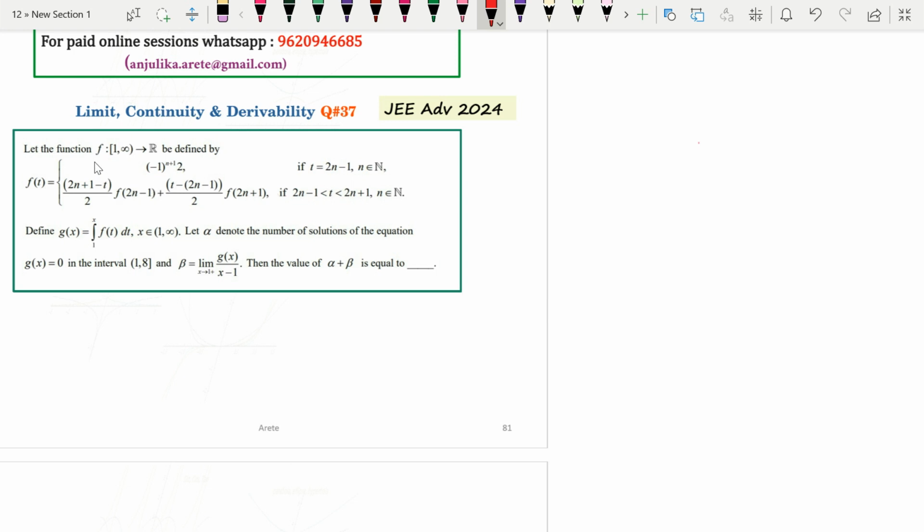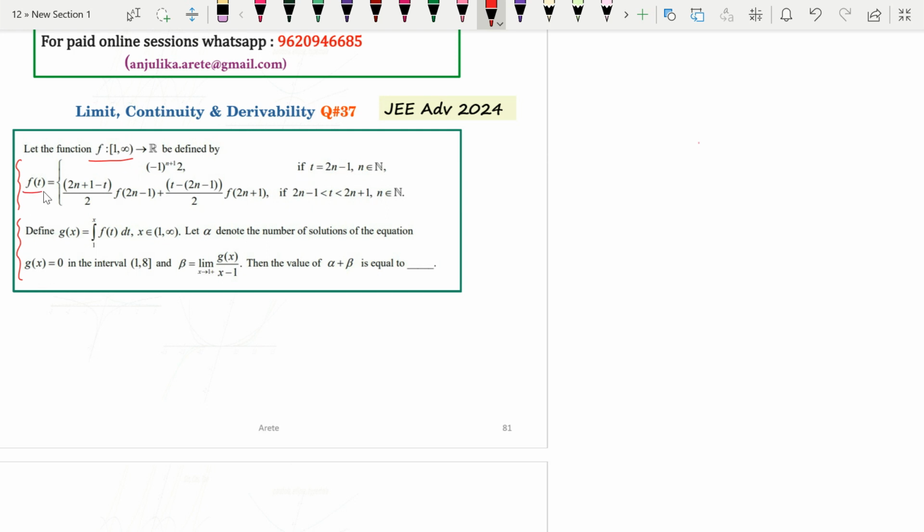The question looks interesting. A function is given to you from 1 to infinity to R, and the function is given like this. It looks a bit scary. Read the question further. But what you have to do is first try to decode what this function is. If you can graph it, very nice. Okay, you can still answer very nicely. So let's see the function.